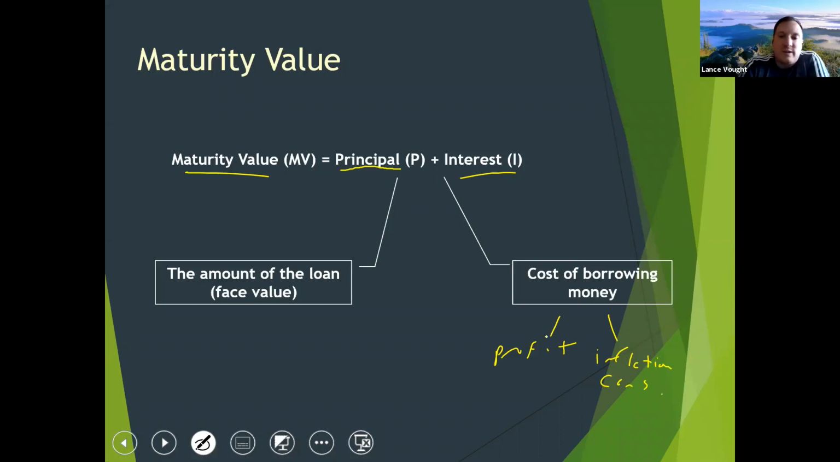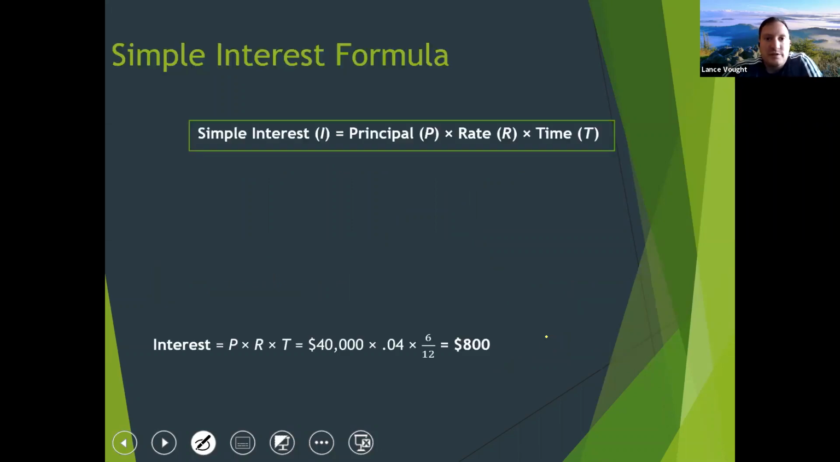So if you take macroeconomics with me, we'll talk about the real interest rate versus the nominal interest rate. And so you'll determine, okay, what's my actual cost of borrowing when I factor in inflation? So the simple interest formula is pretty simple. I don't really like how this is worded. It's more of a decimal than a percent when you calculate it.